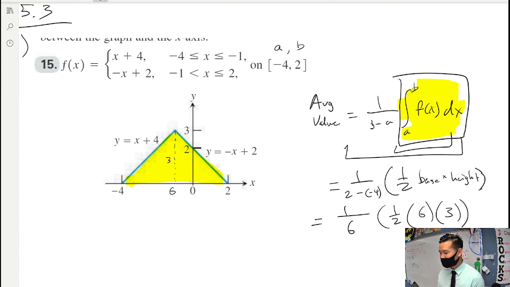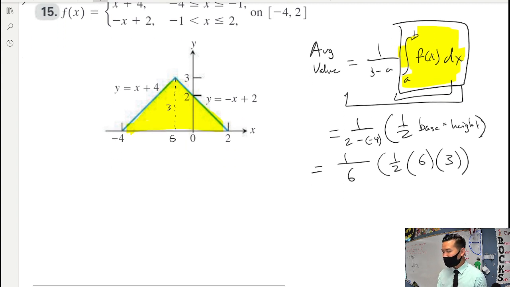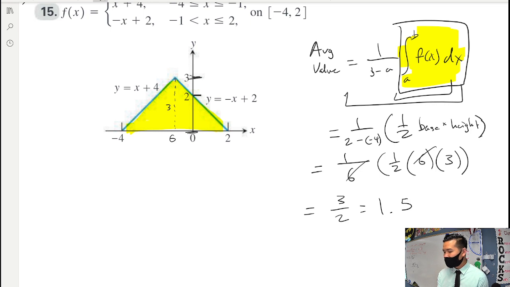That's it. The average value for this problem should be between 0 and 3. Would you agree? The average should be between 0 and 3, which comes out to be, the 6's cancel right there, we're left with just 3 over 2, which is 1.5.